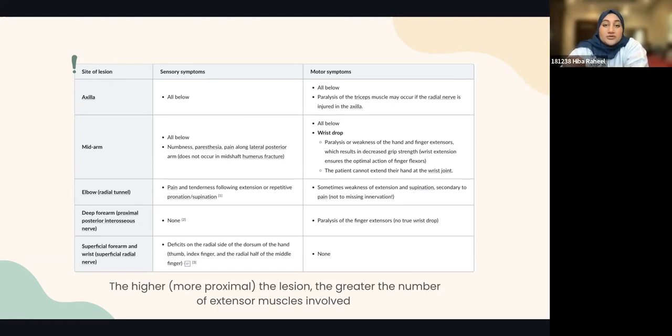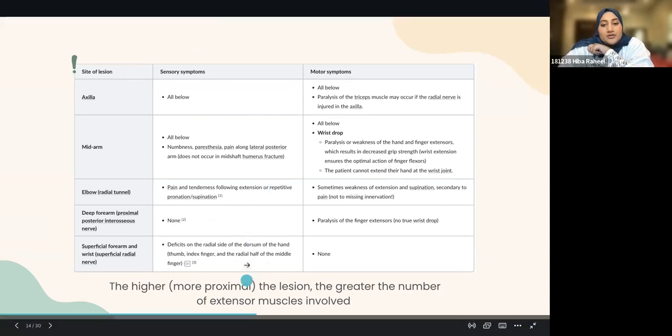If the radial nerve is compressed in the elbow, so if they have radial tunnel syndrome, in this case, they will have pain and tenderness in this part of the arm, and they will also have weakness of the extensors of the hand and the supinators. But extension at the elbow would be fine. Why? Because the nerve has already given off its branches in the mid-arm. It has still not given off branches supplying the muscles of the forearm. Clear?